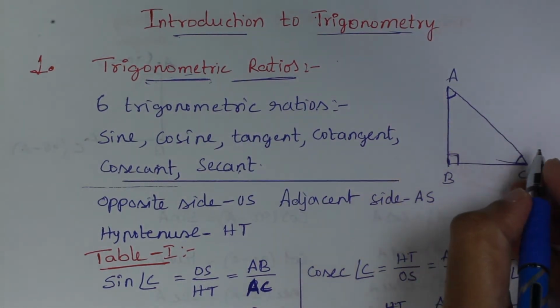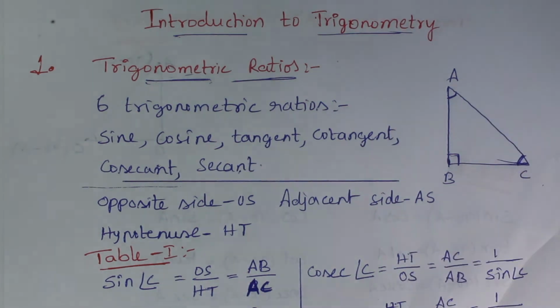So when we talk about right angle triangle, the first thing that comes to our mind is the Pythagoras theorem. We are going to use the Pythagoras theorem a lot in this chapter for calculating the side of a right angle triangle given we know the other two sides. So what is the Pythagoras theorem? The square of the hypotenuse of a right angle triangle is equal to the sum of the squares of the other two sides.